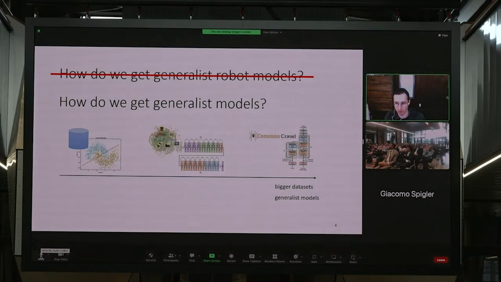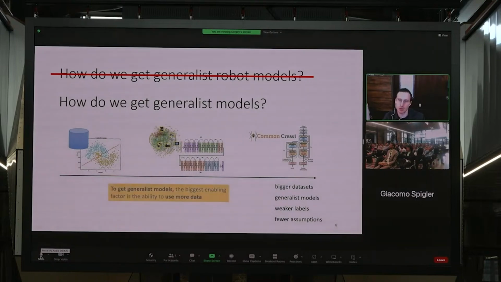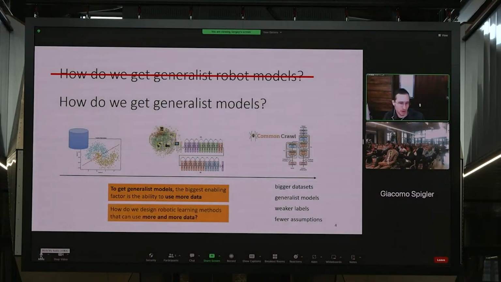It's a bad thing because it's, of course, harder to build a general model. But perhaps the other subtle but very important point is that the data becomes worse. The labels become weaker. If you want huge amounts of data, you probably can't rely on that data being extremely specific to your desired target domain, nor can you rely on that data having extremely good labels. And that means that your learning methods have to make fewer assumptions. So to get generalist models, the biggest enabling factor is the ability to use more data. And therefore, if you want to map this onto robotics, the question is how you design robotic learning methods that can use more and more data without necessarily making those strong assumptions and being able to leverage weaker data sources.